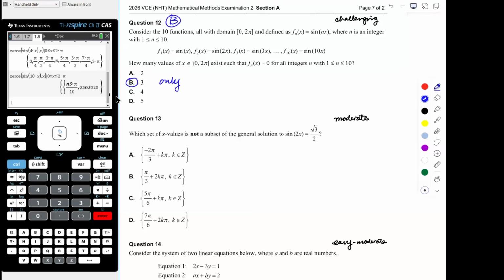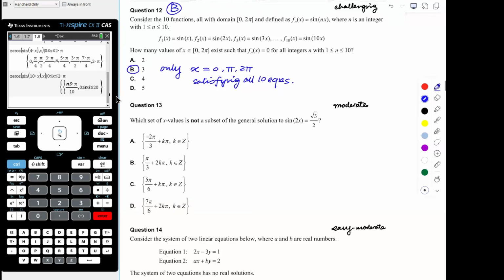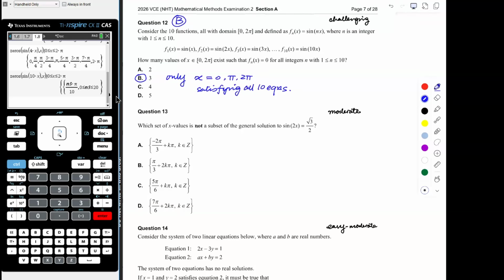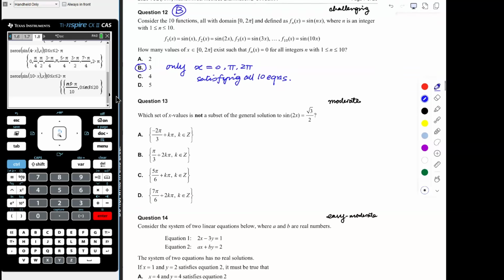The question is actually asking how many common solutions these 10 equations have within 0 to 2 pi. So we only have x equals 0, pi, 2 pi satisfying all 10 equations, actually. Conceptually, this one needs a bit of reading comprehension, but once you get the idea, the procedure is just very easy.